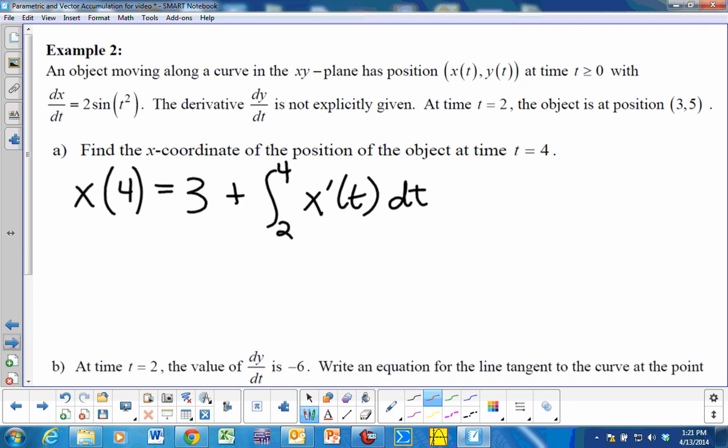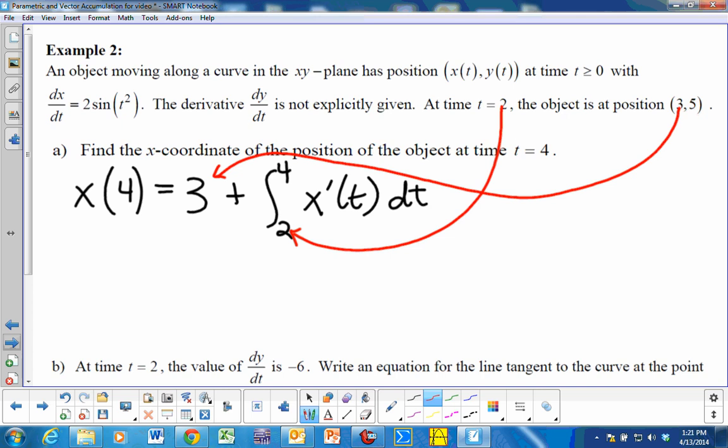So let me point to each of those things so you can see where they come from. So they told us that we knew at time t equals 2, the position was 3, so that's this current position for the x coordinate, and we want to know what's happening at time 4. So we have to go from 2 to 4, because 2 is where we're at currently, so we've got to move ourselves from 2 to 4.